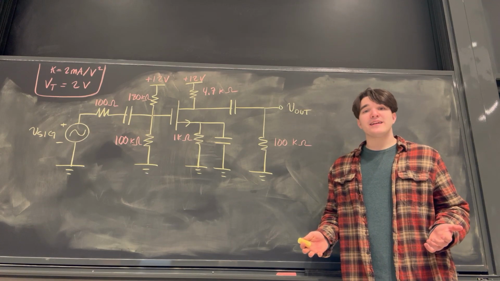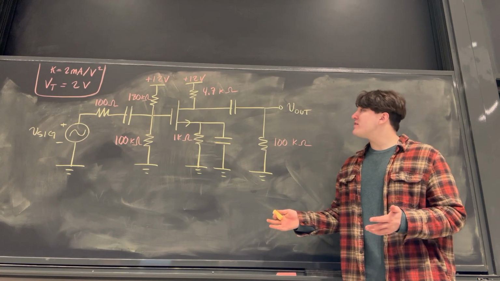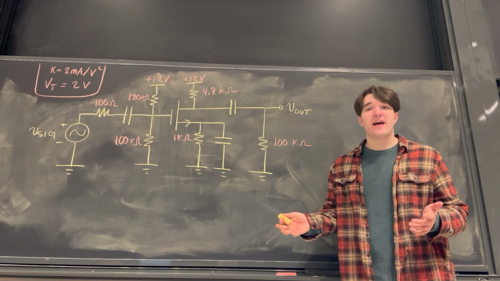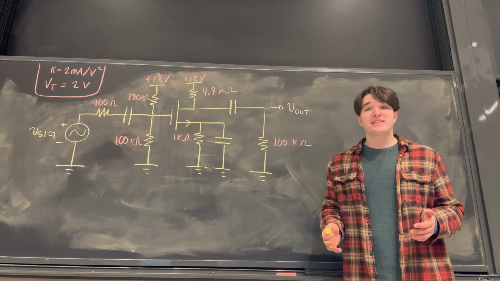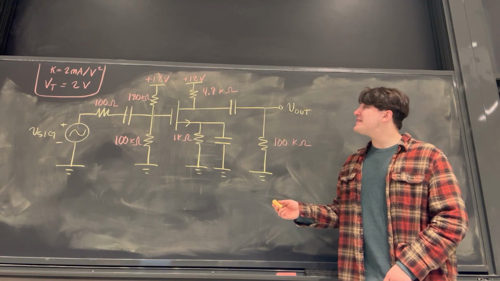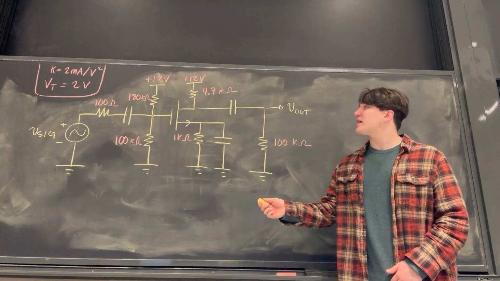Today, we're going to analyze the gain of this common source MOSFET amplifier. So let's get started by first finding the DC bias point of this circuit.